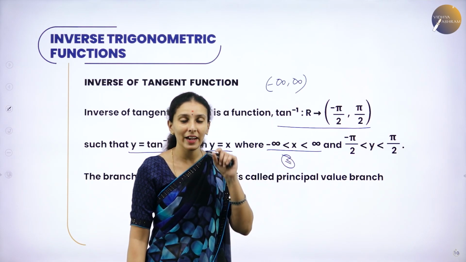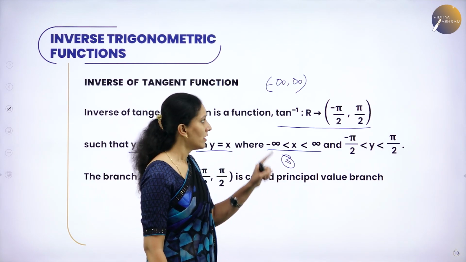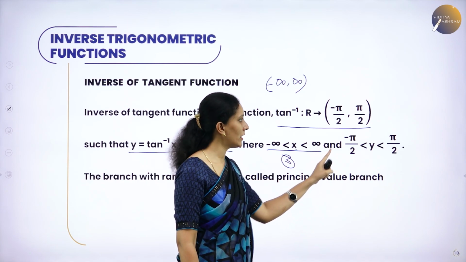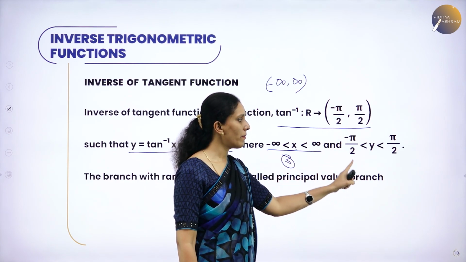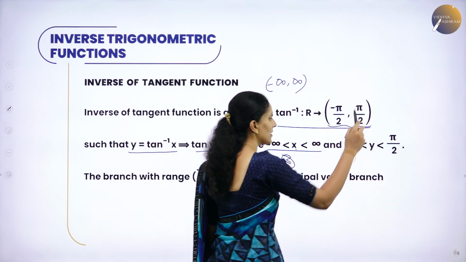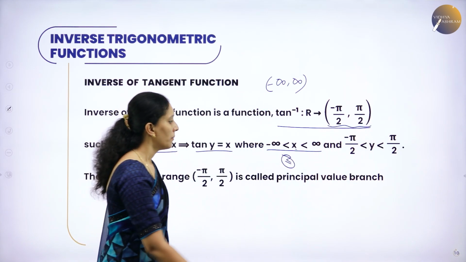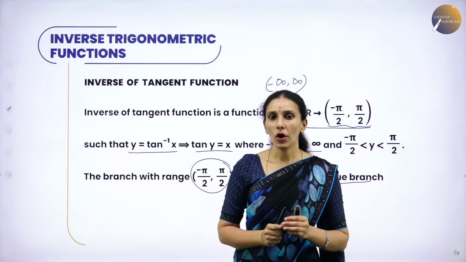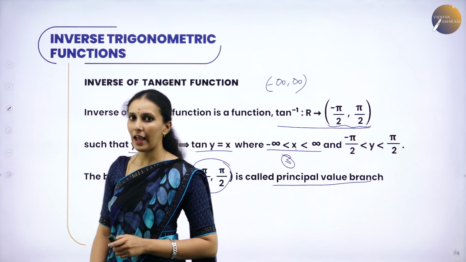This is how we write the interval form of real numbers. So therefore, x takes the values from minus infinity to plus infinity. Thus, y takes the values from minus pi by 2 to plus pi by 2. And this is again called the principal value branch of the tan inverse function. This is how we define the inverse of a tan function.